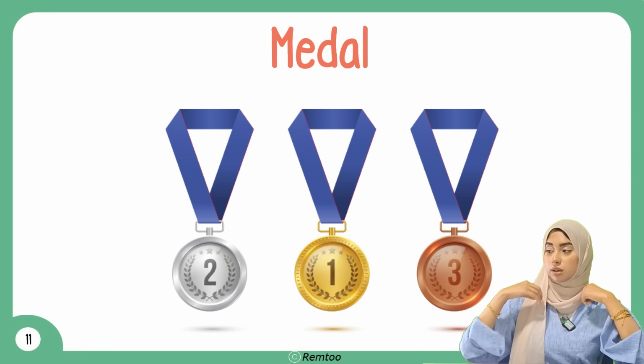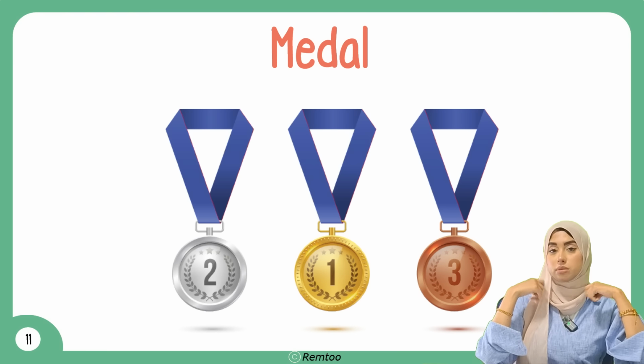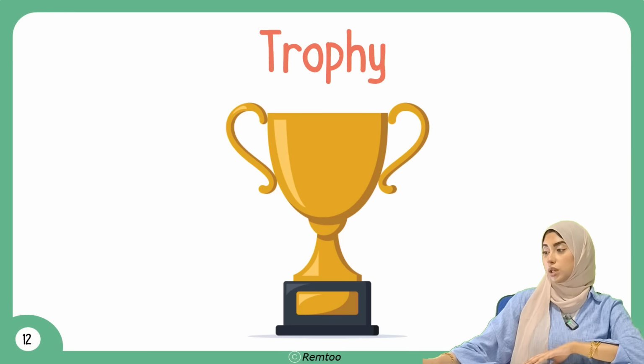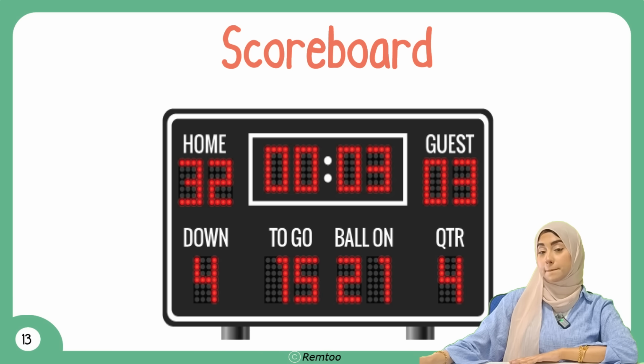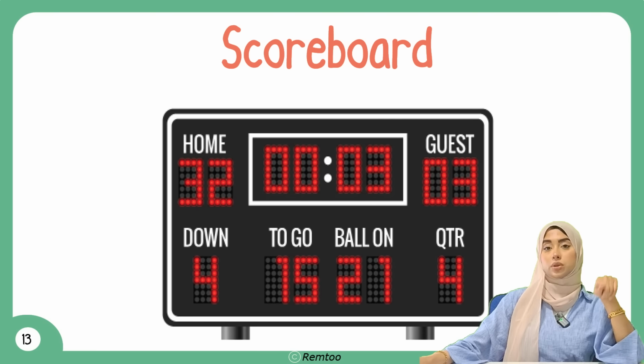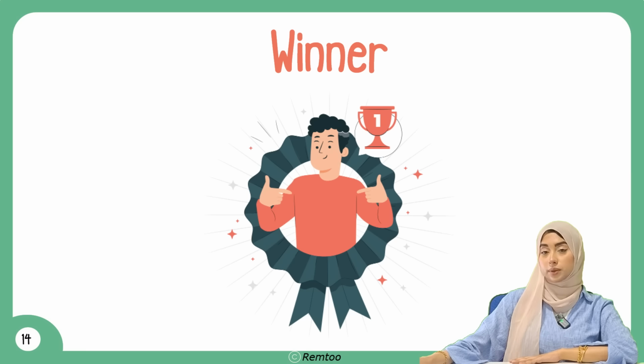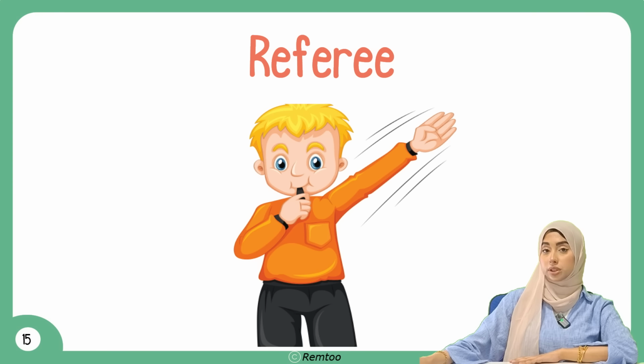Medal. This is, for example, when you win a race, you take a medal. Trophy. As you see in the image, this is the trophy. Scoreboard. This is the board that shows the score, the final result. Winner. Referee.